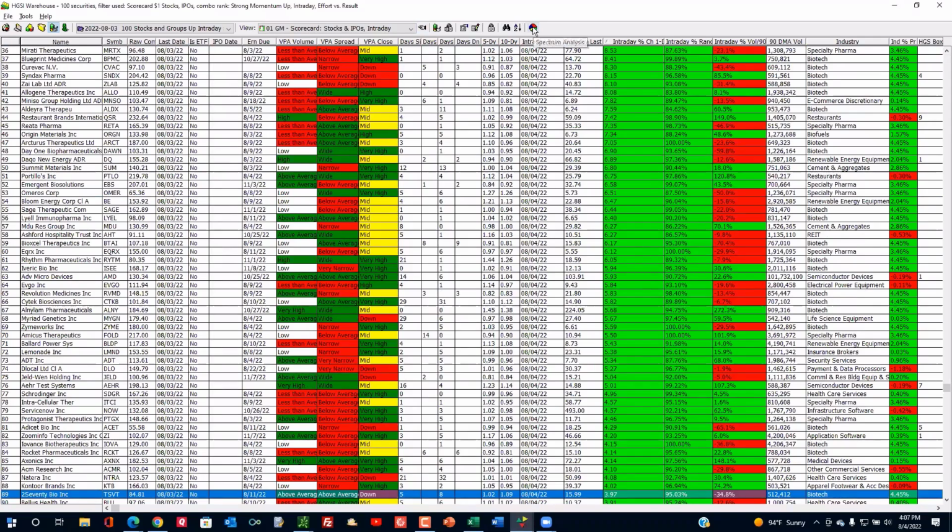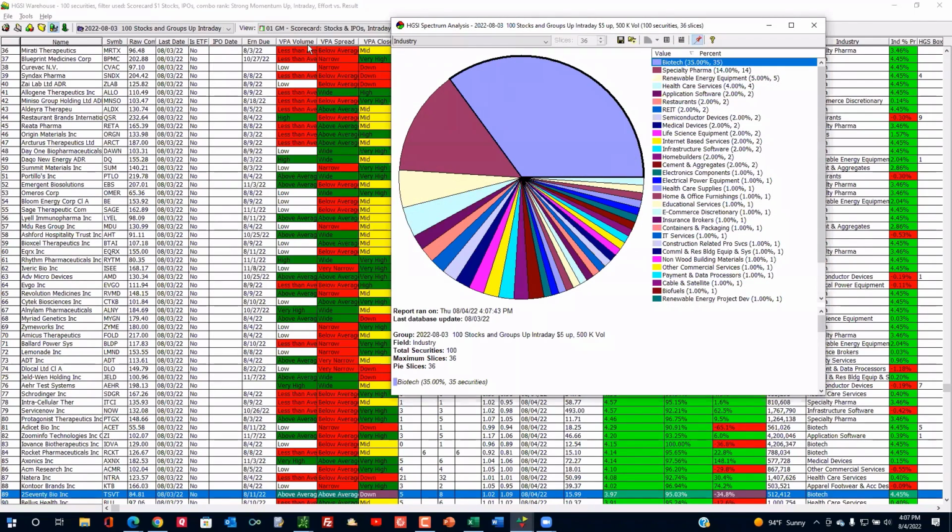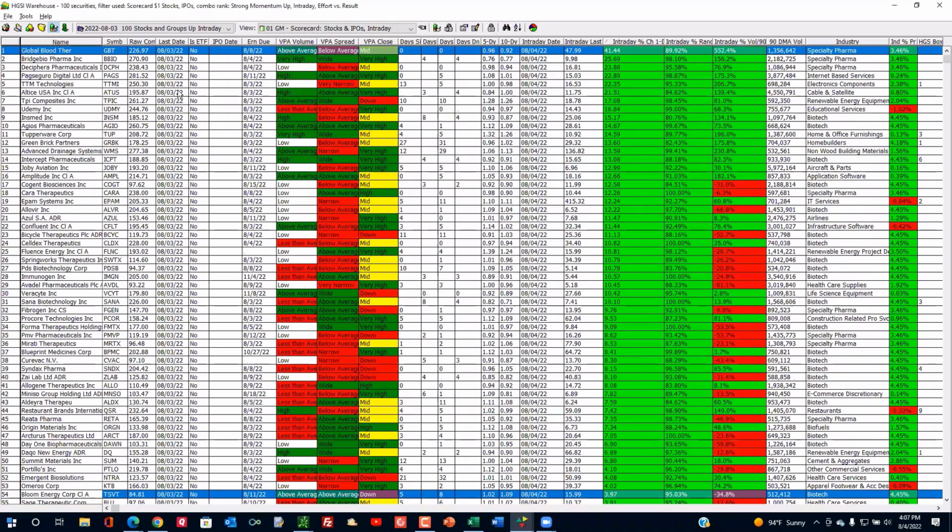These are trading at least 500,000. And where was the strength today? Biotech, specialty pharma, just like we're seeing renewable energy equipment, healthcare services, and so on. Let's run this list over.